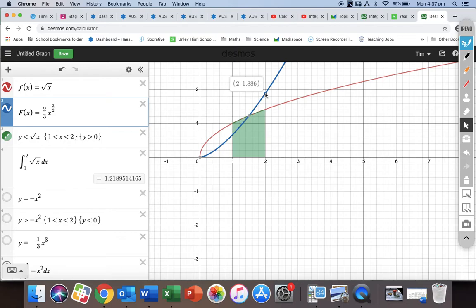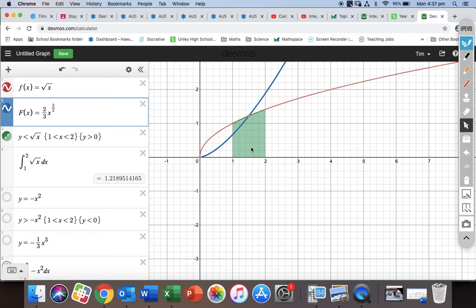Now when x is 2, the y value is 1.886. So that should be my 4 root 2 on 3. And then you have to minus away where x equaled 1. Where is it? There. And that would be my 2 on 3, 2/3. And if I did that one, where x equals 2, 1.886 minus where x equals 1, I get this area.